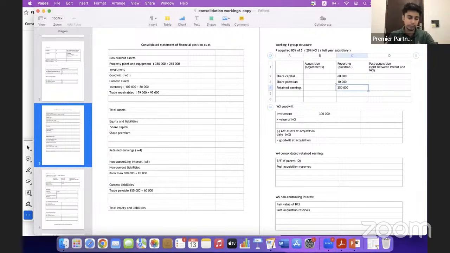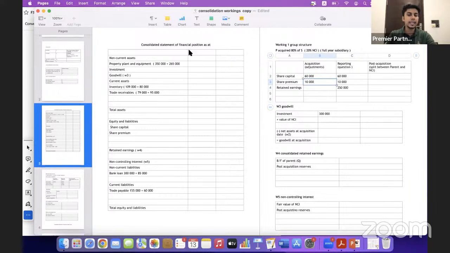Right now, guys, listen carefully. In the exam, at the FA level or at the FR level, which is the next level of financial accounting, share capital and share premium never change. It's always constant. This level and the next level, share capital and share premium will never change. So copy the same answer over here, 60,000. This 10,000, copy it over here.